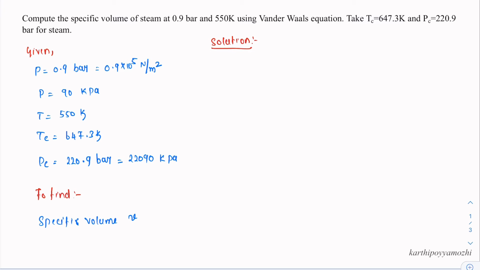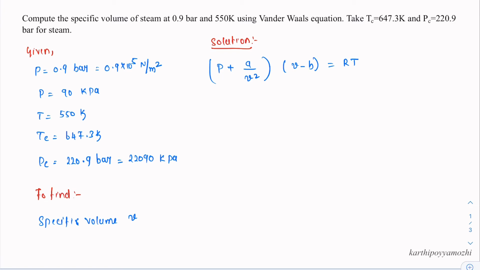The van der Waals equation is given as (P plus A by V square) into (V minus B) is equal to RT. Now we have to find the value of A and B in order to find the value of V, that is, the specific volume, since we have the value of pressure and temperature.